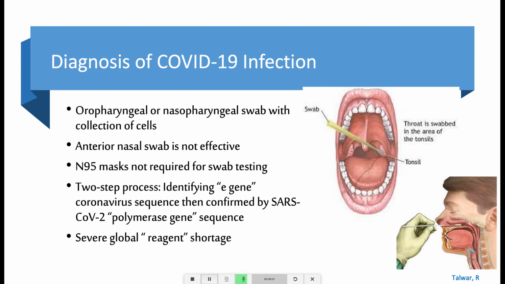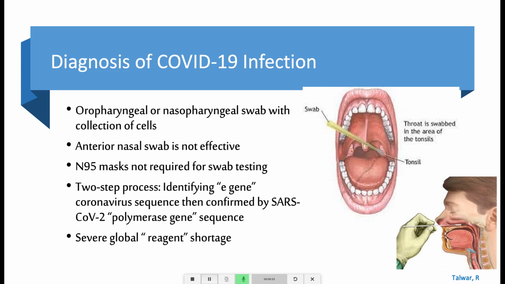It's very important, Dr. Connolly brought this up, that cells actually have to be collected. The problem here is that earlier swabbing techniques were from the anterior nasal region and maybe even from the anterior oral cavity. Unfortunately, because of that, there are some false negatives out there. Individuals who are performing these tests do not have to wear N95 masks. Those are not required.